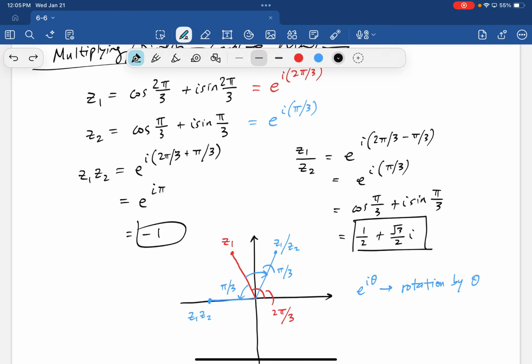Wait, Mr. Nasca, why is e^(i pi) -1? That's Euler's identity. Or you could also write it as cosine pi plus i sine pi. And then cosine pi is -1 and sine pi is 0.